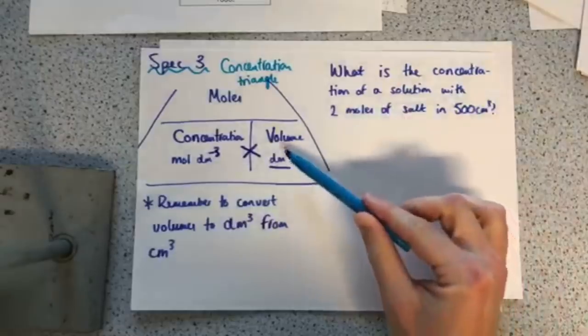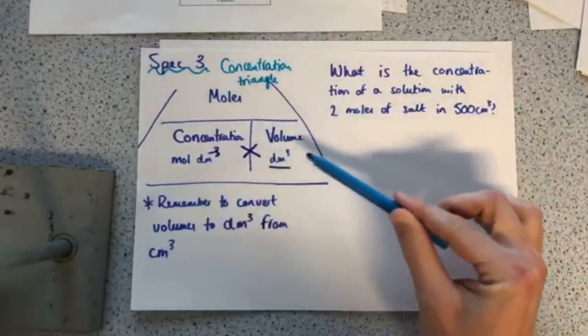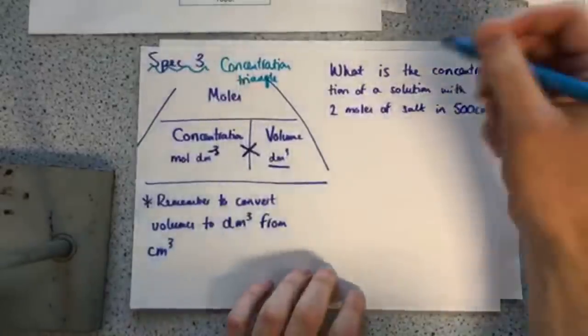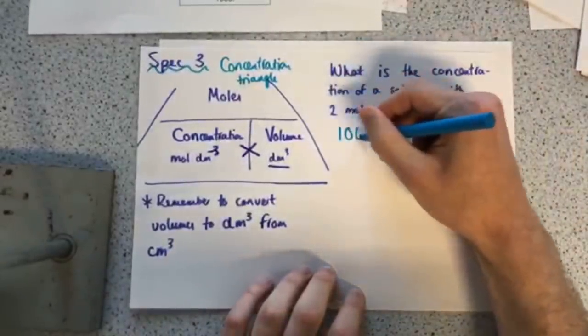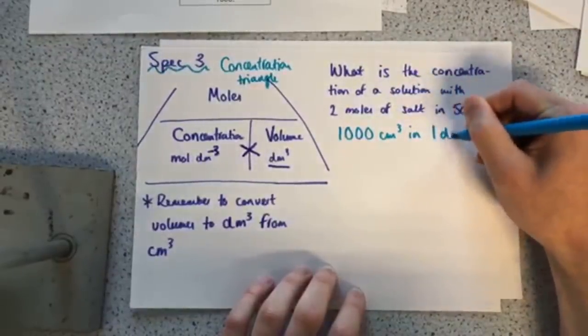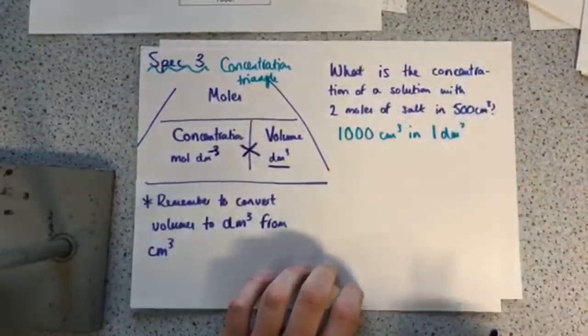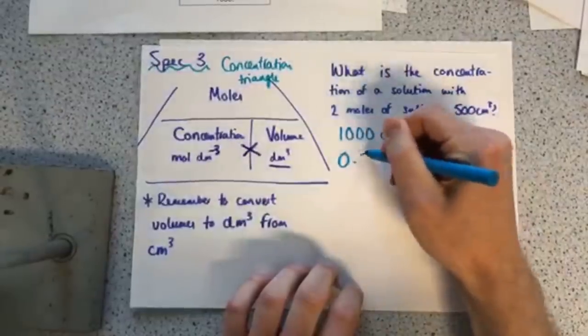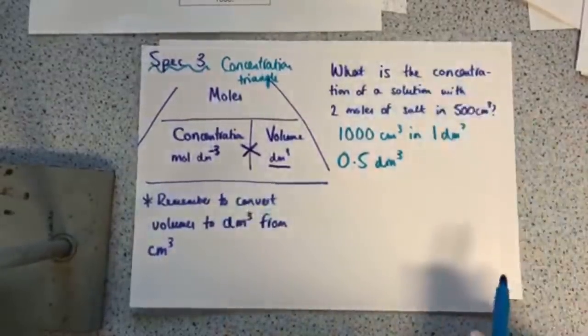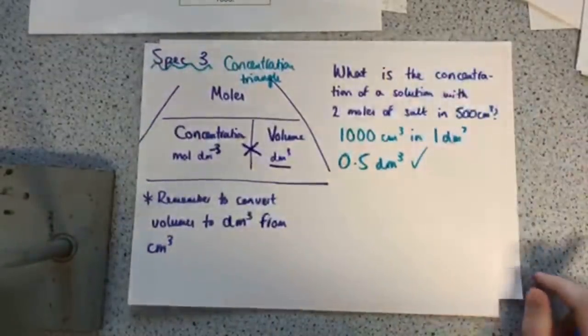As you can see, the volume in our triangle is in decimetres cubed. The first thing we need to do is convert centimetres cubed to decimetres cubed. There are 1,000 centimetres cubed in 1 decimetre cubed. So therefore, we must have 0.5 decimetres cubed. That would be our first step, so if you did that, you get yourself a mark.